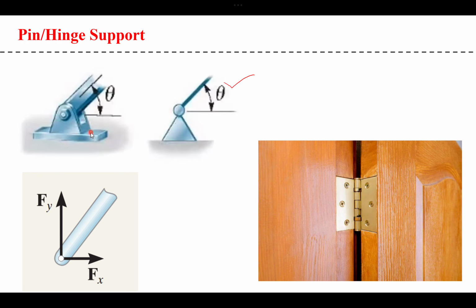Okay, and of course you will have two reaction forces created in case of the pin or hinge support. A very basic example would be your door hinge, which is actually able to rotate, but it cannot move up. It cannot move sideways, and the reason is there will be reaction forces created that will try to stop your upward motion and the horizontal motion, but you are free to rotate.